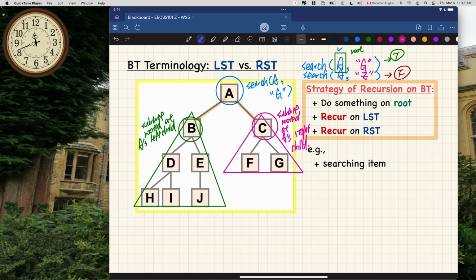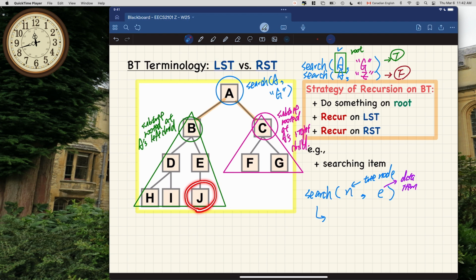When you want to define search, when you say I want to search from some node n, this will be some tree node, and then I have some data element that I want to search. There are basically 2 cases here. Case number 1, the base case. If I'm saying I want to search for G on the subtree rooted at J, I can just return false, because this subtree no way contains the G, because it only contains J. So the first case will be if n is external.